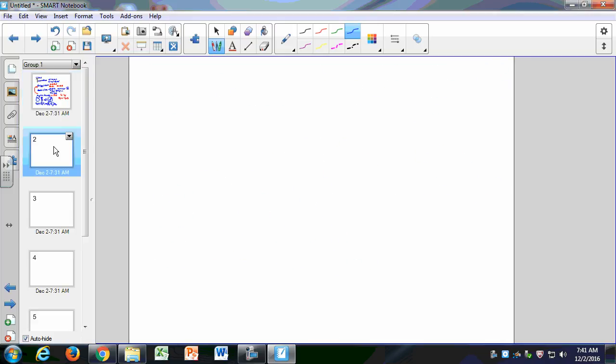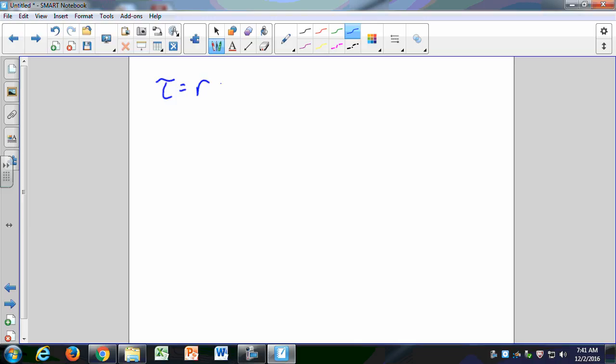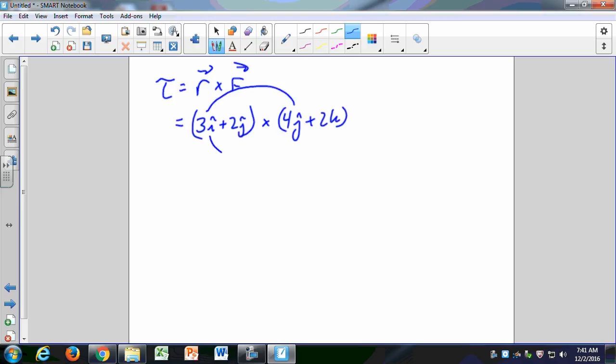Remember, with the cross product is R cross F. Let's say I have 3I plus 2J, and crossing that with 4J plus 2K. All right, you have to do FOIL, where I do first, outer, inner, last, realizing that the J cross J terms go to 0, and then you have to figure out what is I cross K, what is J cross K.